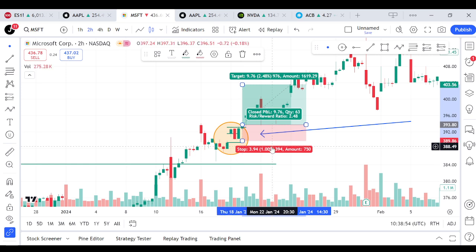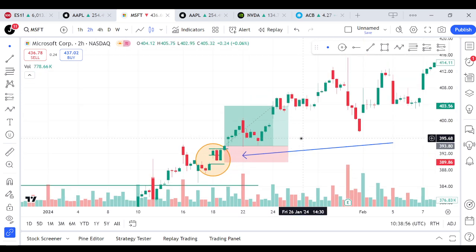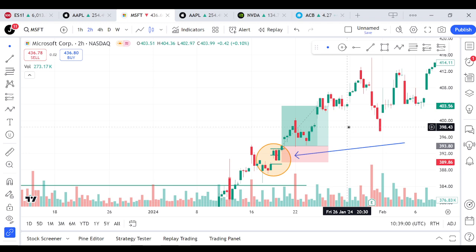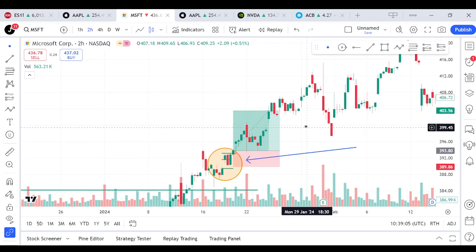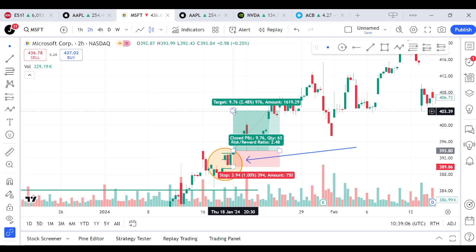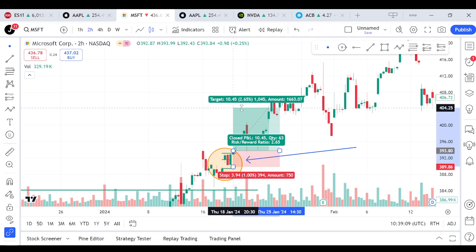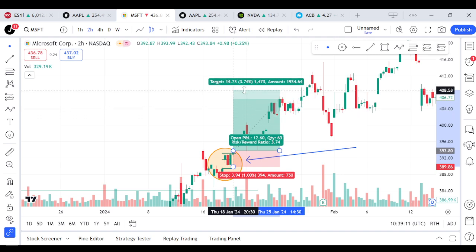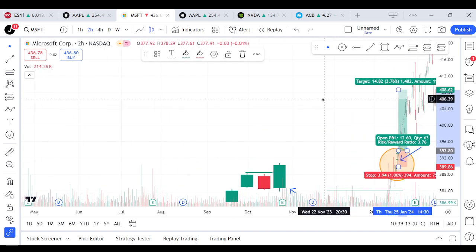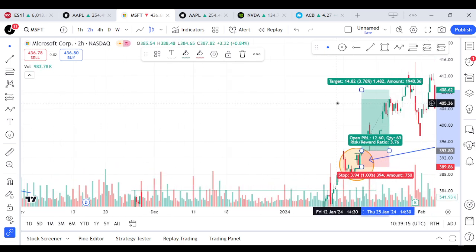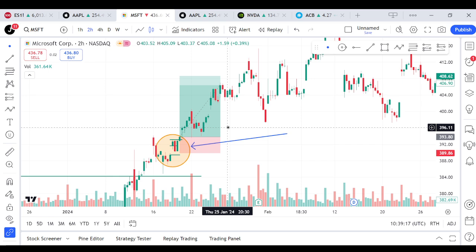So for take profit target, consider using key resistance levels or Fibonacci extensions to determine where the price might face selling pressure. For me, I like to use a fixed risk to reward ratio. I could just target a 1:2 or a 1:3 for my trades. So that is how you can use the upside Tasuki Gap candlestick pattern to trade.